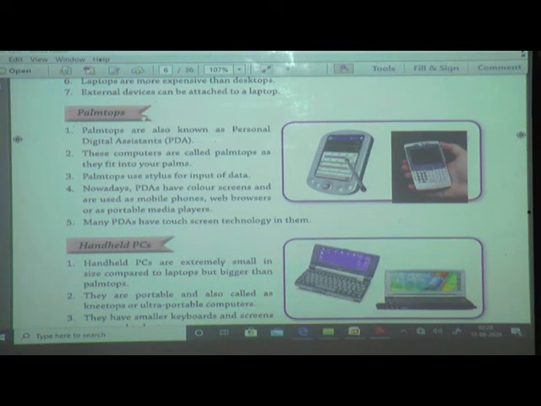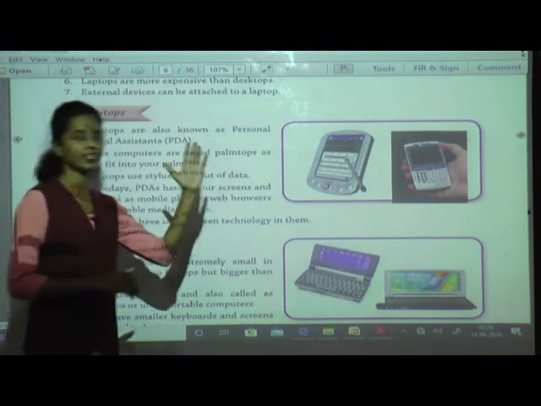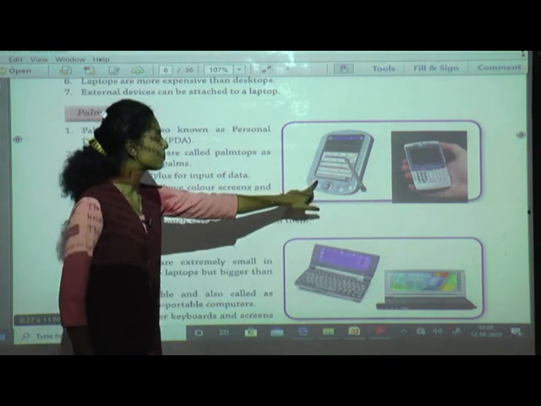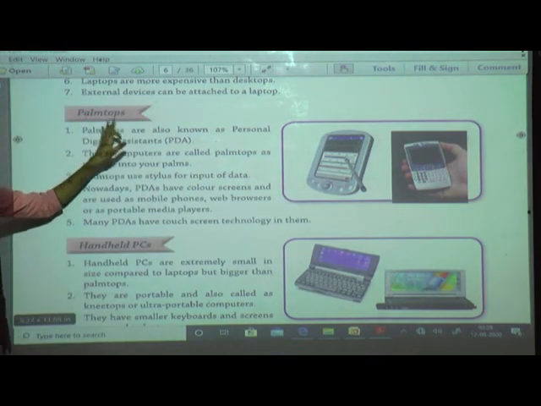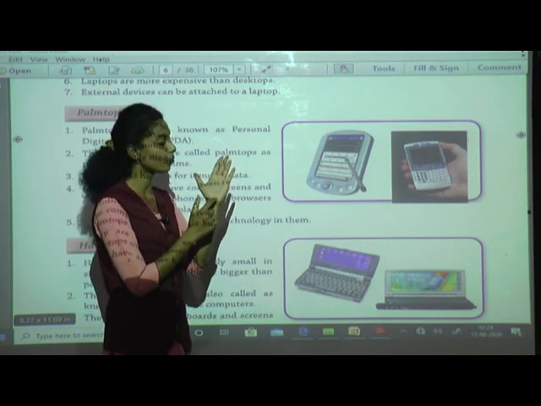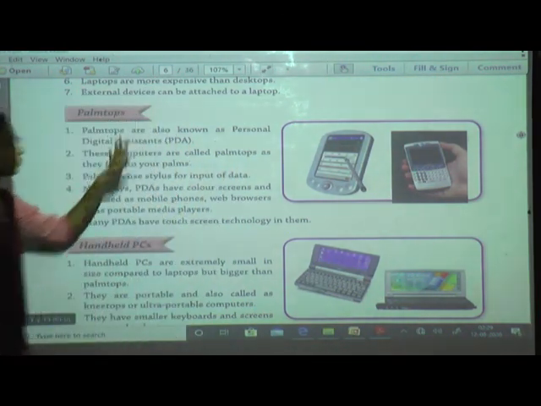It is a palmtop. What is meant by palm? This is our hand, right? This part is called the palm. This type of computer is fit only in the palm. Like that, the computer is called a palmtop.